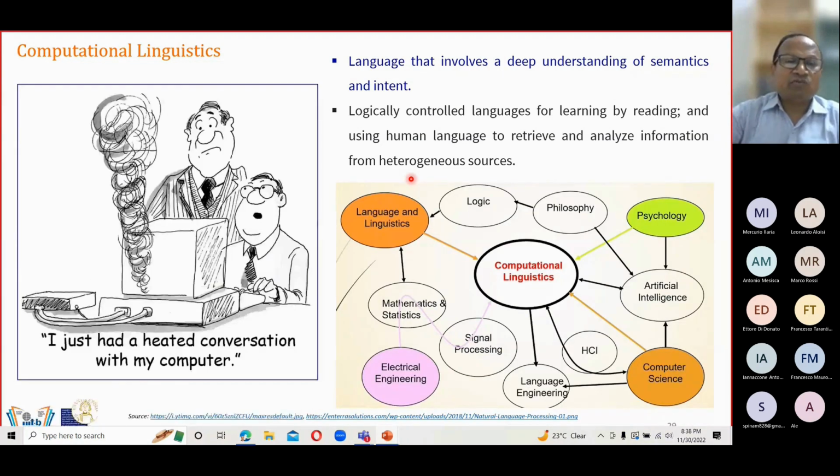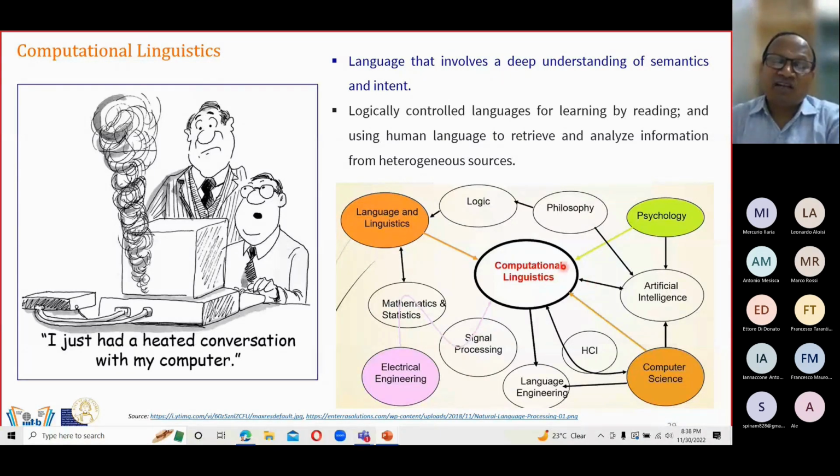There is one more interesting diagram in this slide, look at it here. "I just had a heated conversation with my computer." Pictorially, just for humor, I have included this. What is important is that linguistics plays a very important role. Language plays a very important role in making the computer understand very nicely.